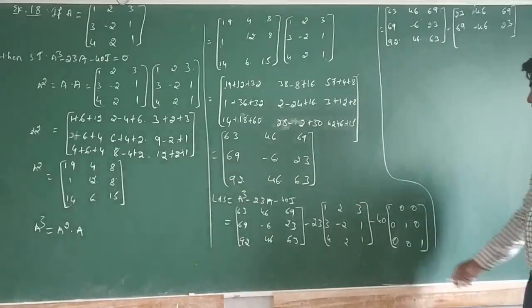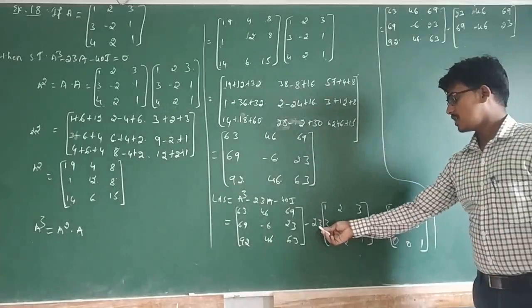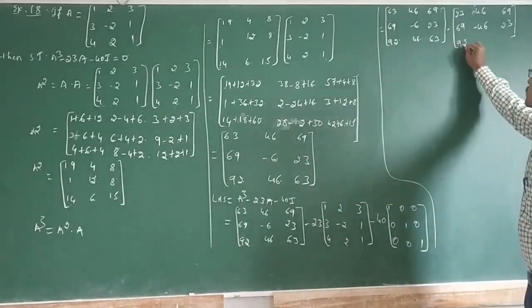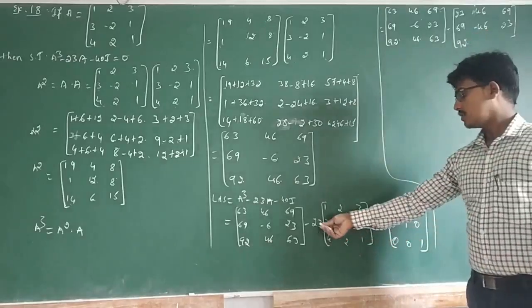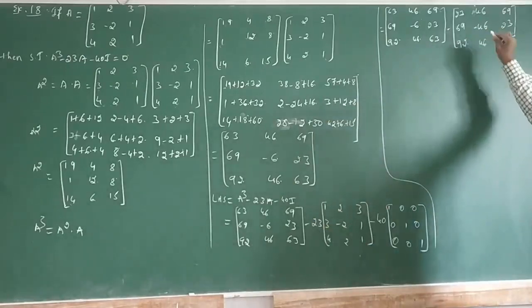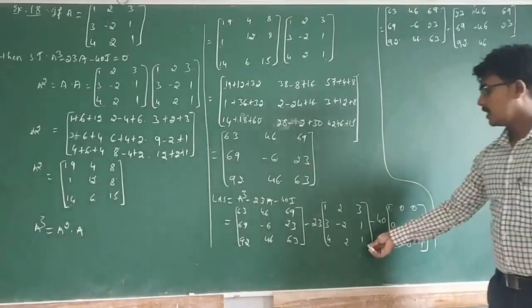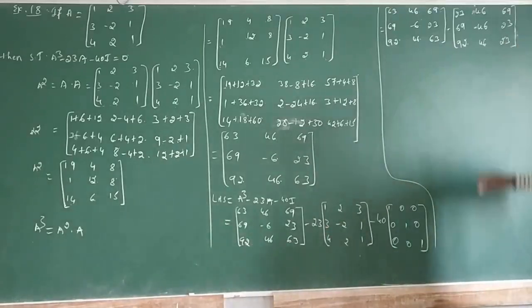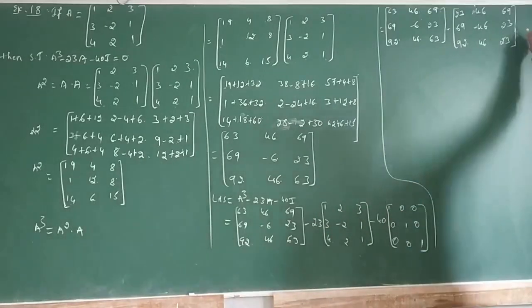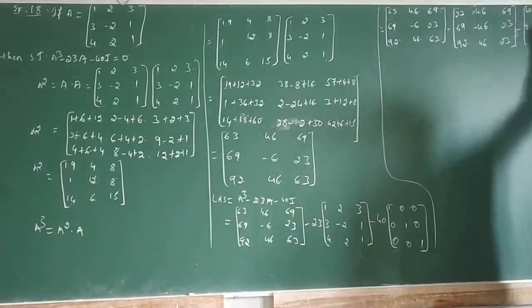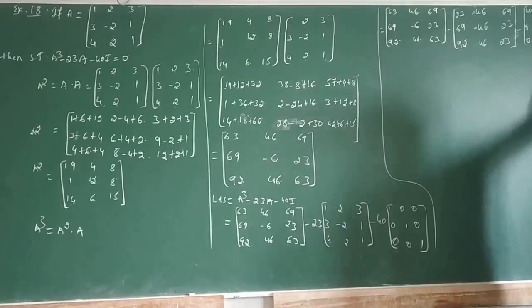Next 23 into 4: 4 3s are 12, plus 4 2s are 8, 80 plus 12 is 92. Next 2 into 3 is 6, plus 2 into 2 is 4, 46. Next 1 into 23 is 23. Next 40 multiply, so minus 40 into 1 it is 40, 0, 0 here, 0, 40, 0, 0, 0, 40.